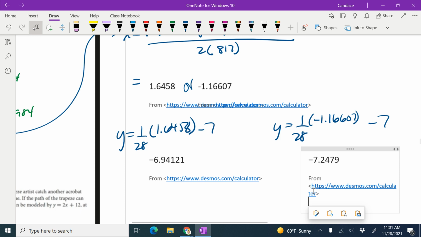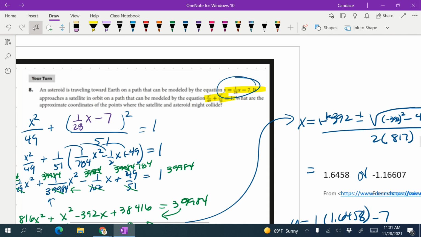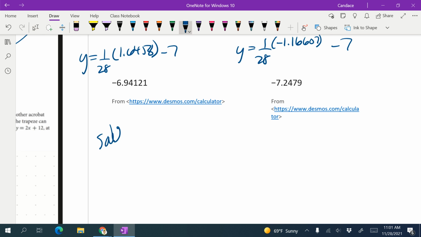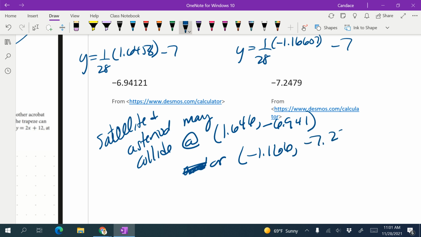All right, and then finally, we need to just say that they're going to collide at these points. That's what we were doing, right? Satellite and asteroid might collide at. Okay, so satellite and asteroid may collide at 1.6459, negative 6.941, or negative 1.166 and negative 7.248.